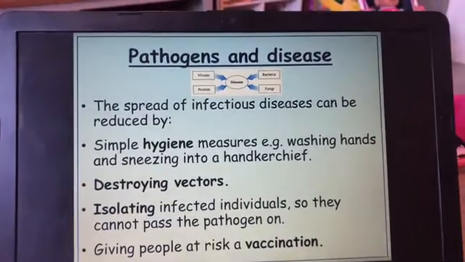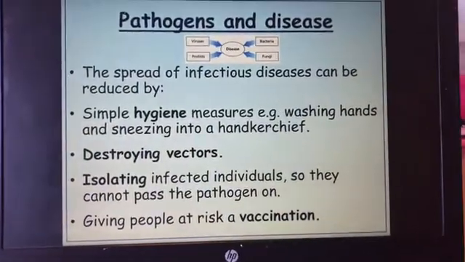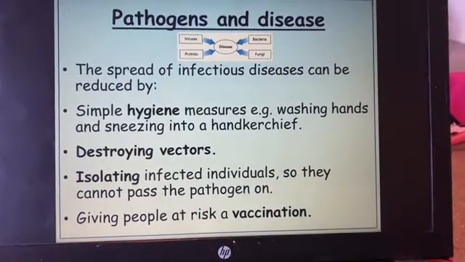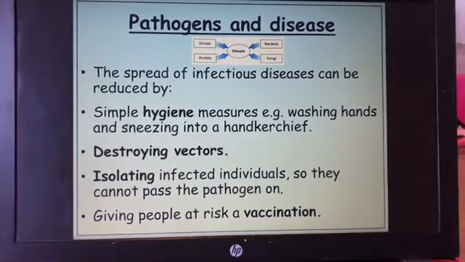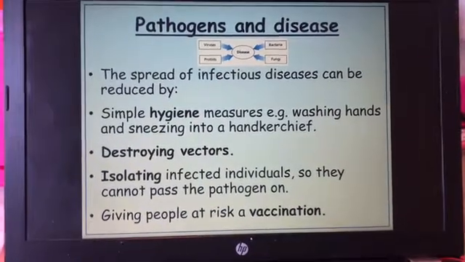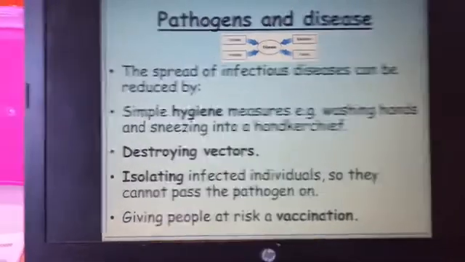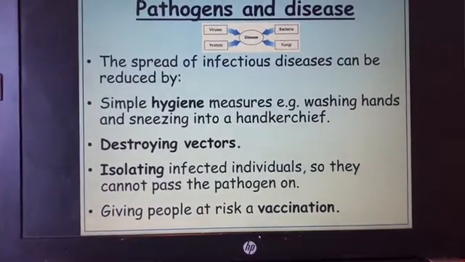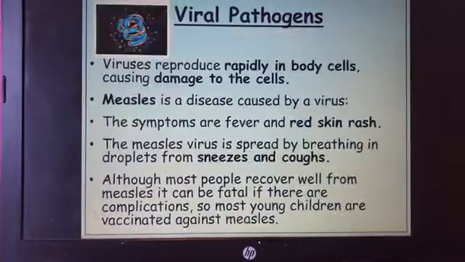So the spread of infectious disease can be reduced by simple hygiene measures like washing your hands properly, throwing away tissues, sneezing into your hand or a handkerchief, destroying vectors, so you could destroy the mosquitoes. You could isolate the infected individuals so they can't pass the infection, or you could give them a vaccination.